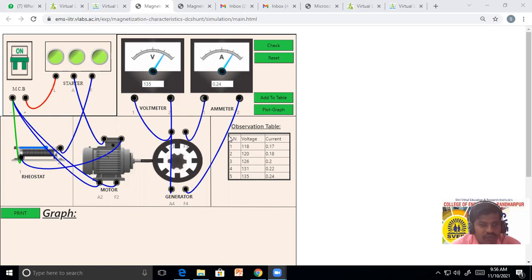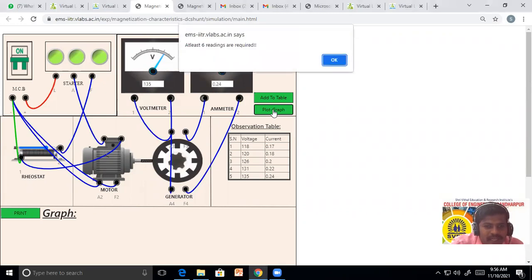Okay, so field current can be plotted on the x-axis. Voltage can be plotted on the y-axis, and the graph which is obtained is nothing but the open circuit characteristics, or the magnetization characteristics, or it is called the no load characteristics. Just click here, plot a graph. Itha click kara, plot a graph.